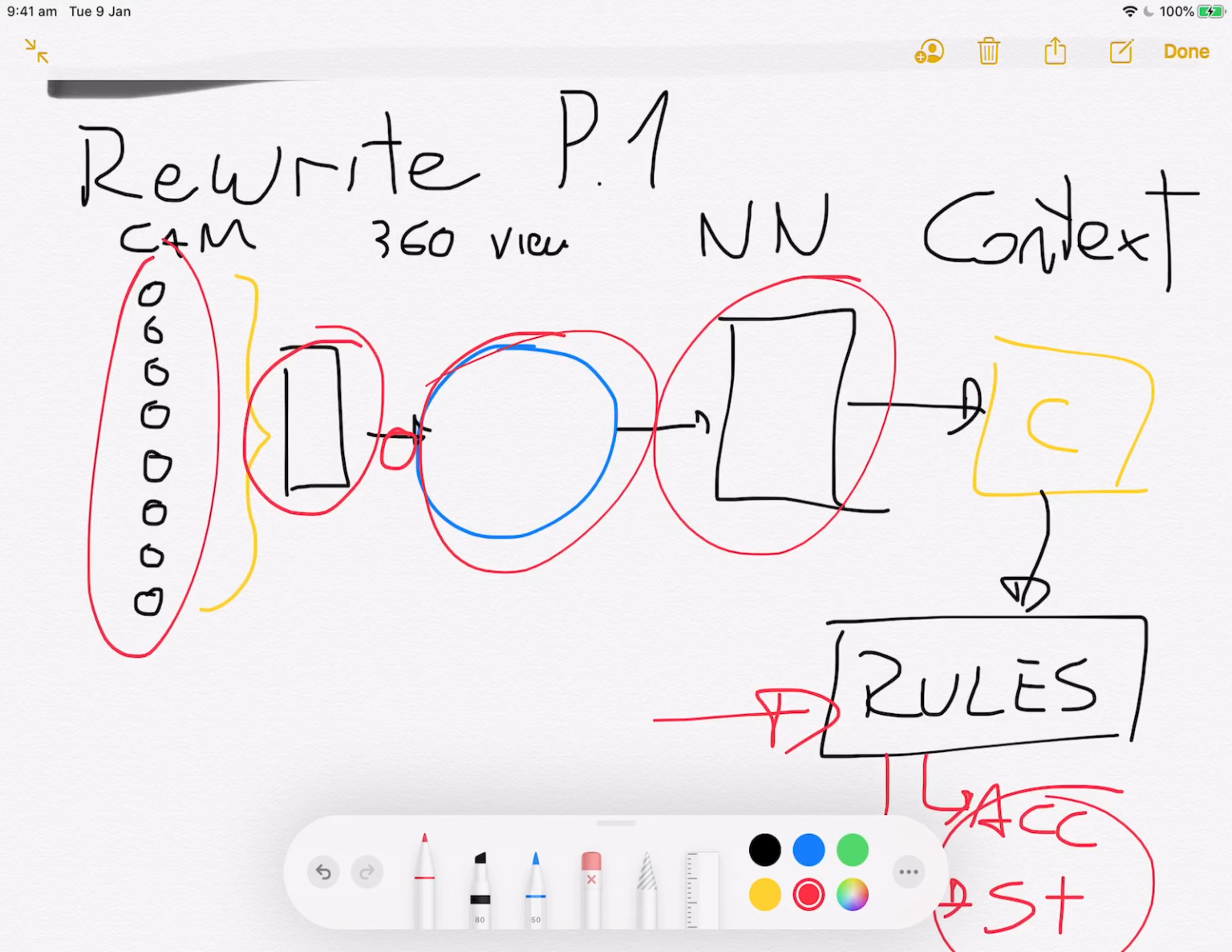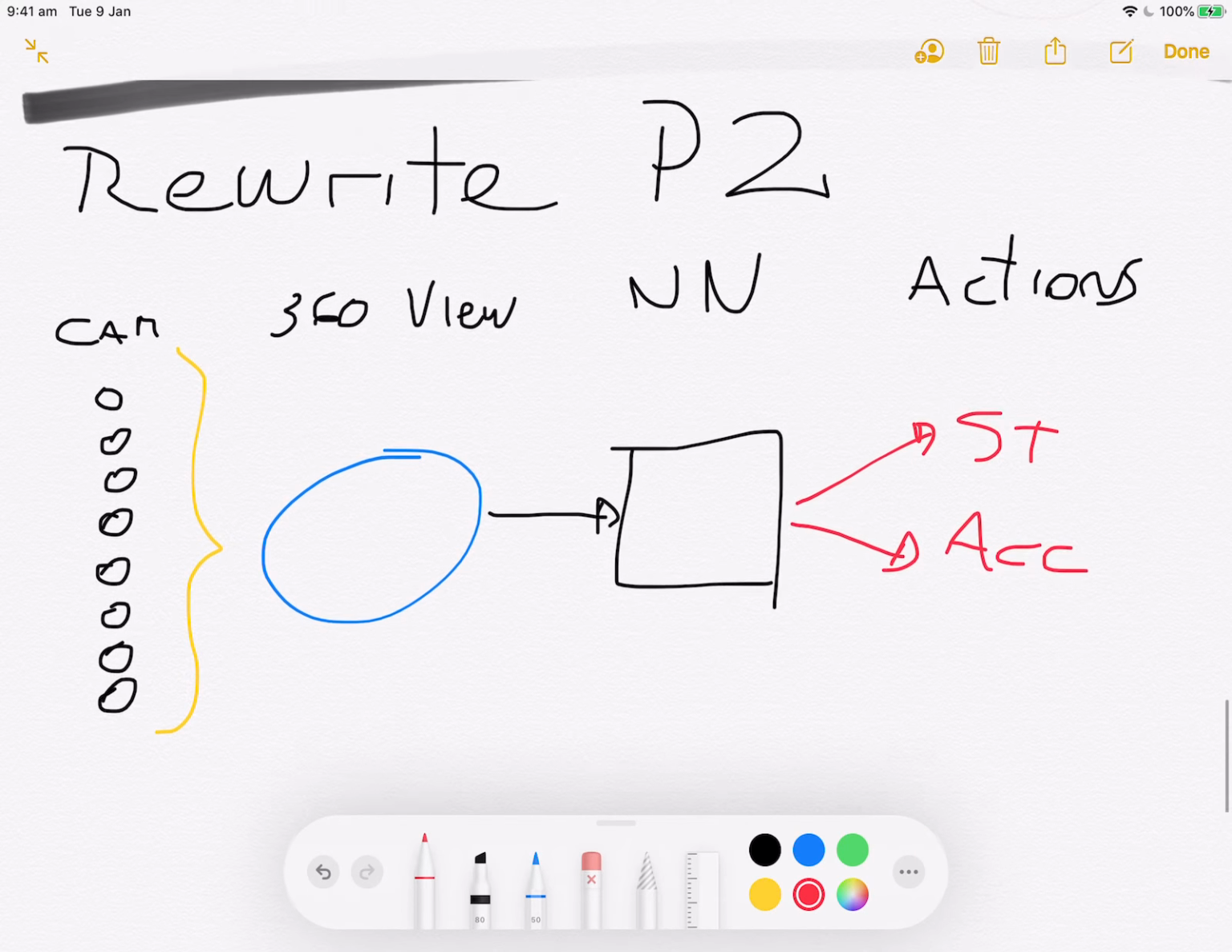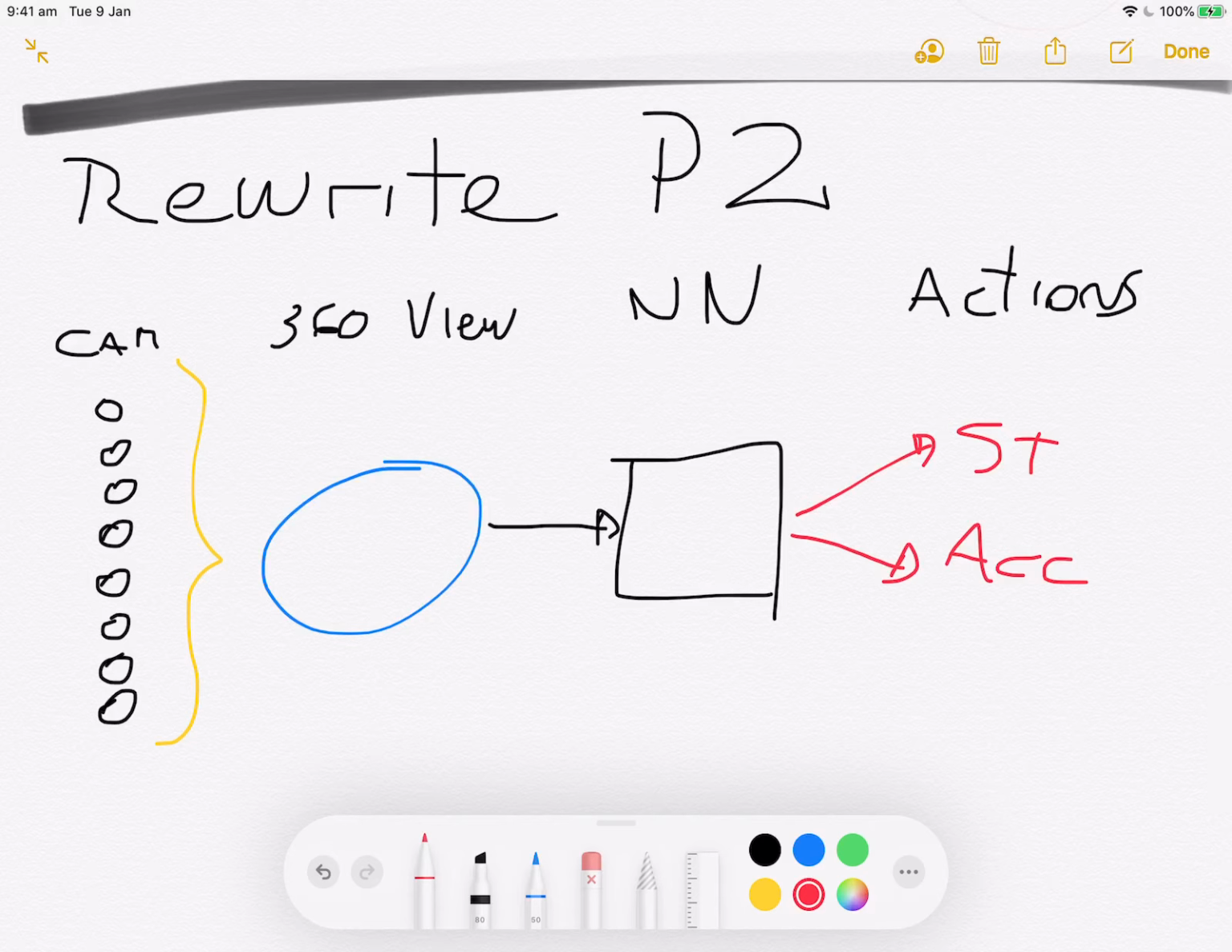Now, I have been listening to Elon Musk for a while, and also to Andrej, and they are talking a lot about, this is my understanding, getting rid of the rules and essentially just having the neural network not only learn how to see, but also learn how to drive. And this is what they want to create. This is kind of like the second part.